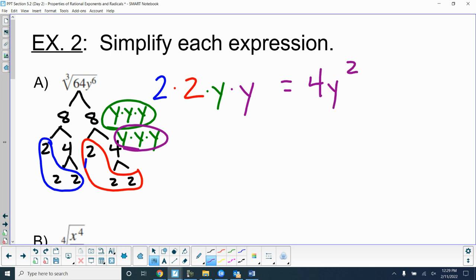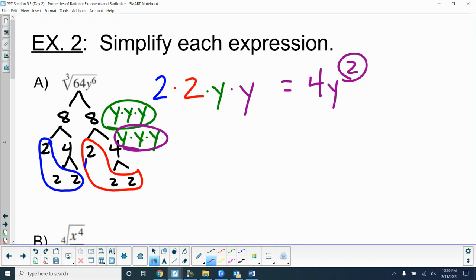Now, here's what you can do with the variables. What's that exponent? What's that index? What do you get when you divide them? 2. That's going to work. And it's 4 because 64 is a perfect cube, right? You could put the cube root of 64 in your calculator and you'll get 4, right? But I was just showing all the work so you guys understand what's going on.